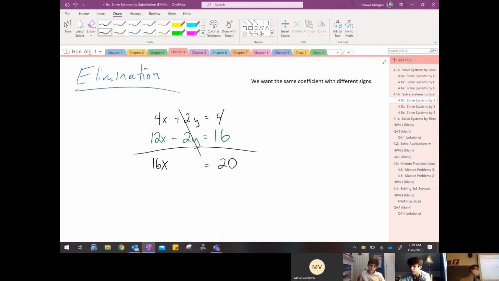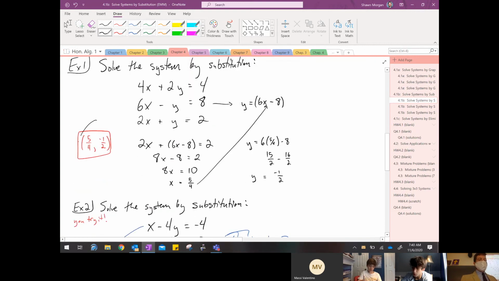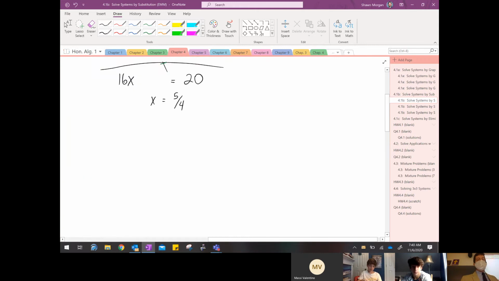Can you solve 16x equals 20? What do you do to both sides? Divide both sides by 16, and we get 5/4. Oh, by the way, 5/4 was part of my answer. So we know we're on the right track.